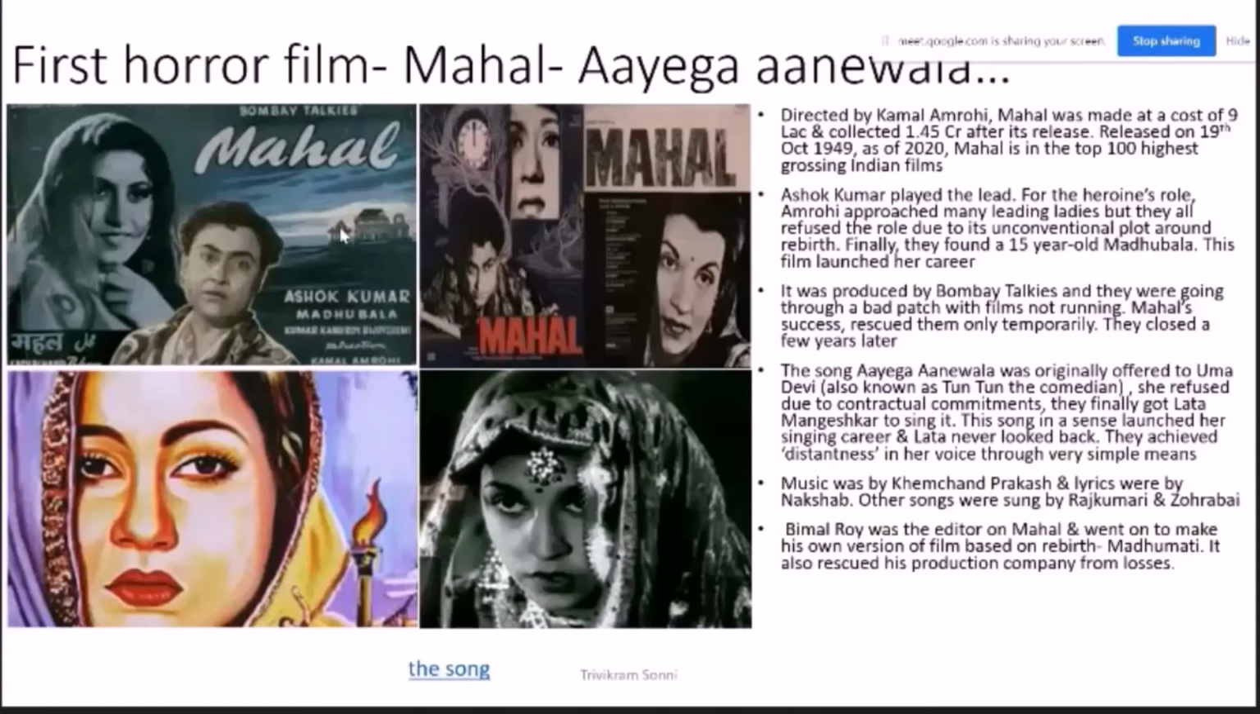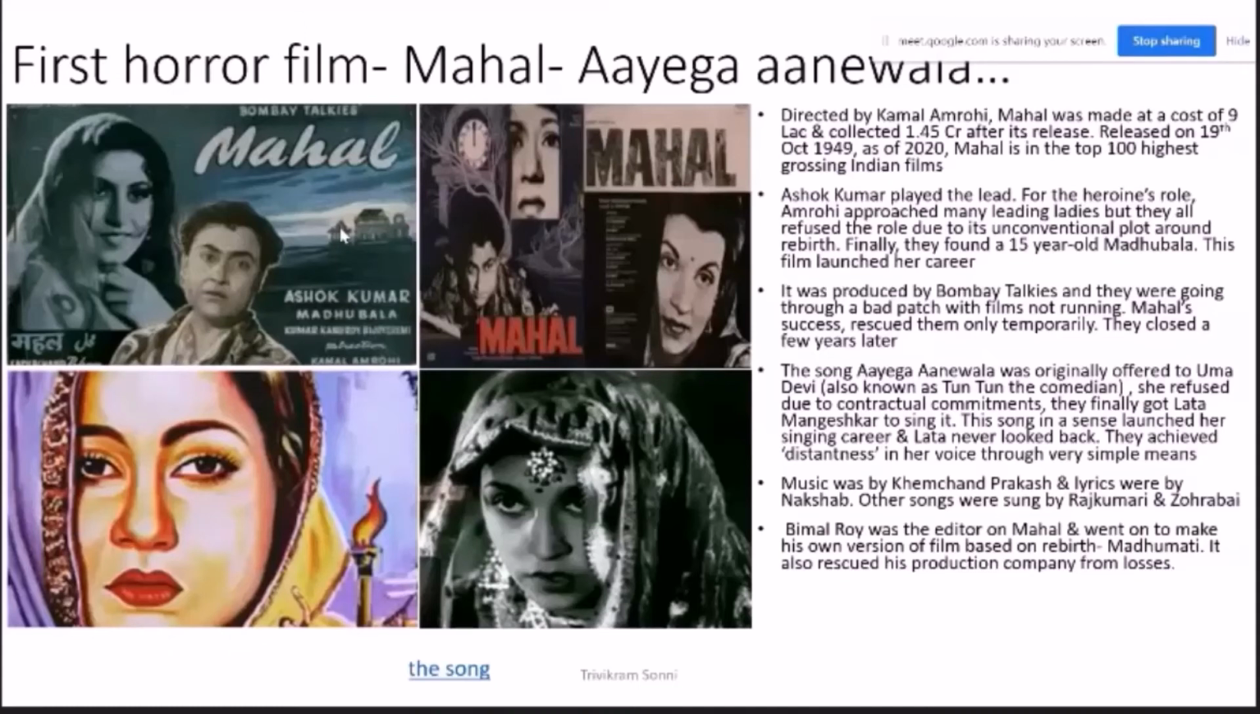And there is a distinctness in her voice. I'll tell you how that was achieved. Very simple but interesting. The voice had to appear as if it was coming from a far away distance. So, there was no technology. What did she do? She started singing when she was a little away from the microphone, and then she started walking towards the microphone. That is how they achieved that far to near effect.